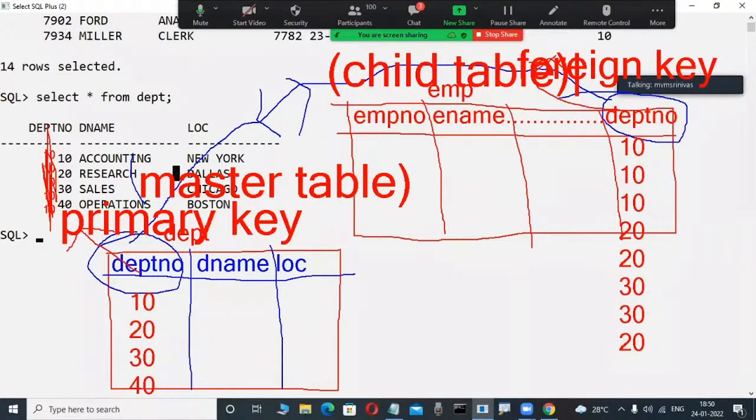Why, on the project side, are we establishing a relationship between tables with primary key, foreign key, and unique key? So many things are there, don't worry. Now here, this primary key is available. This is a master table related to this child table.